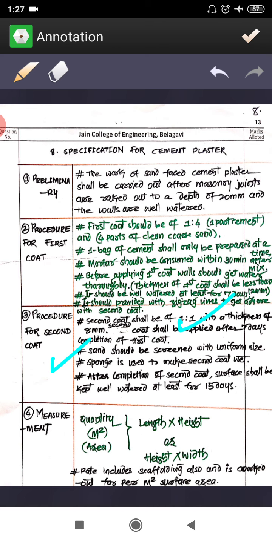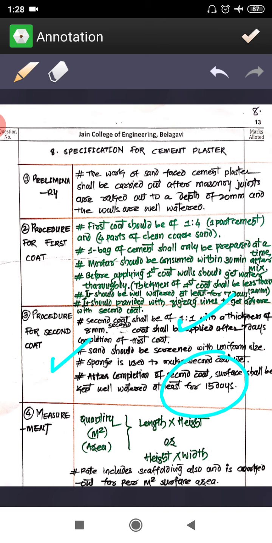Then sand should be screened before use, and you can use a sponge to water it out the face. Then after completion of the second coat, again you should make sure that you'll be watering it for 15 days. This is what for the plastering.